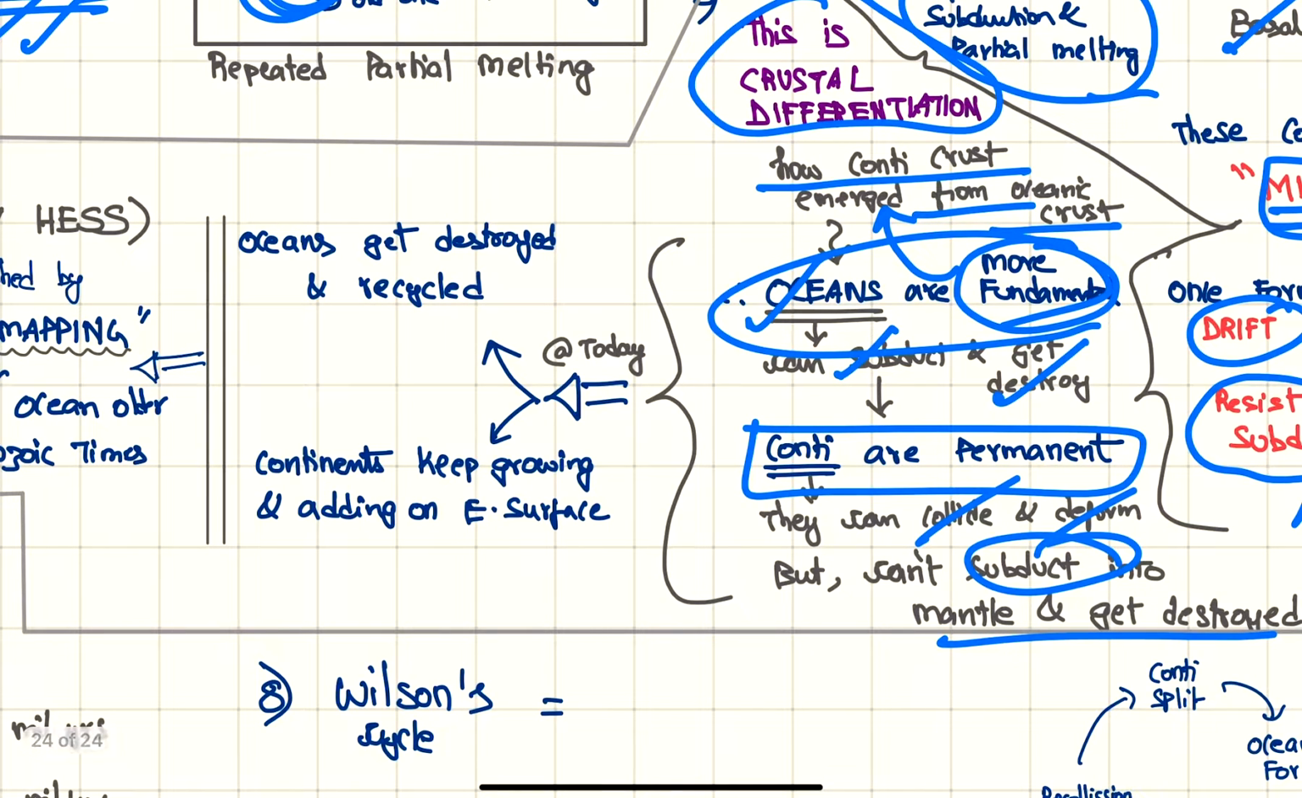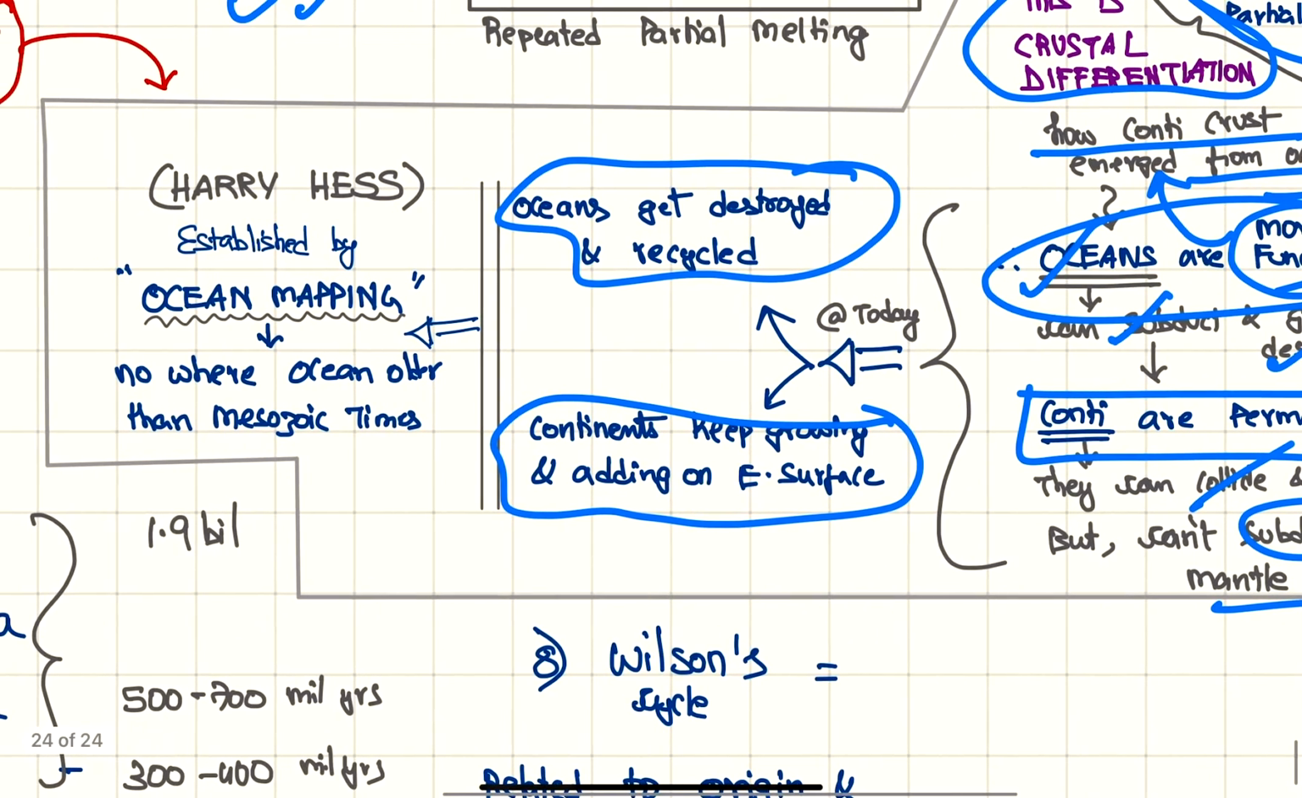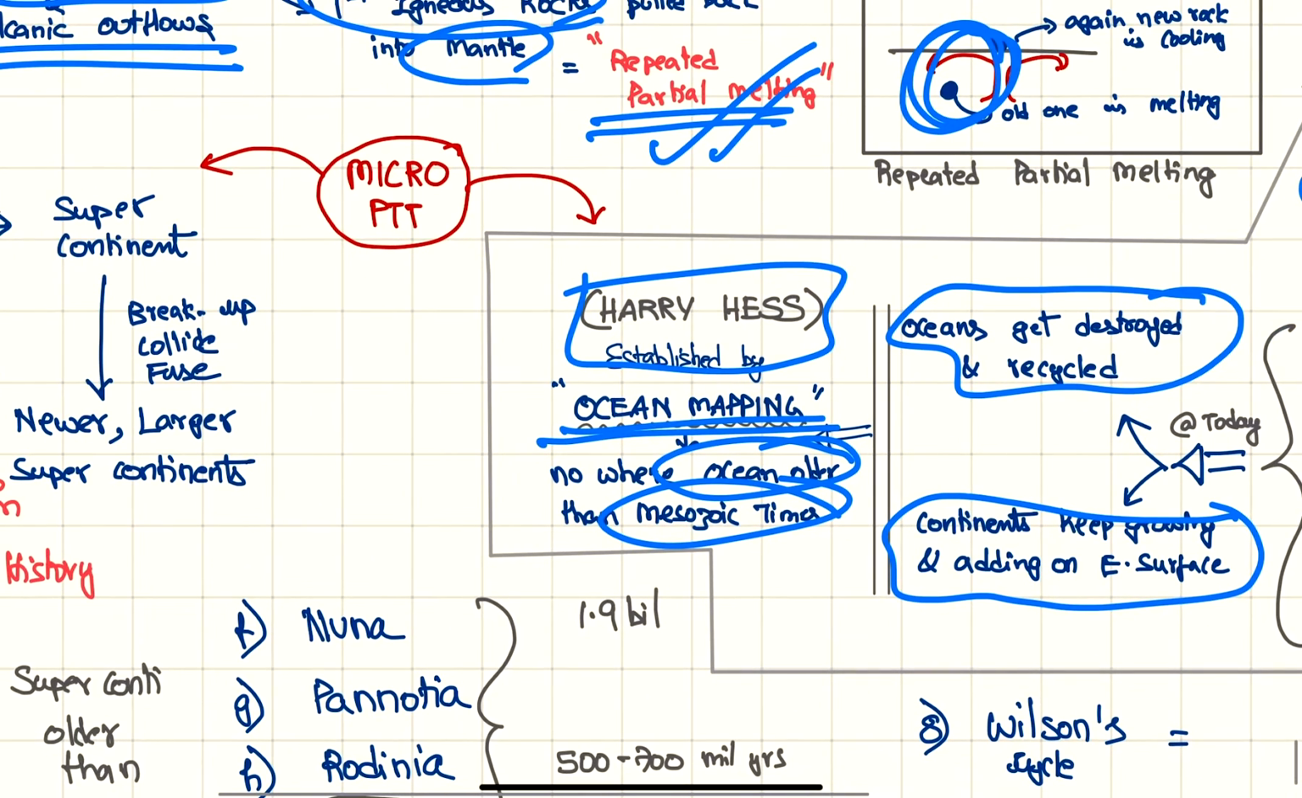Today we know that oceans get destroyed and recycled, and continents keep on growing and adding on the surface. This was established by Harry Hess, who did the ocean mapping, and he established that nowhere was the ocean older than Mesozoic times. So all of this is related to the plate tectonics theory. The formation of microcontinents was explained by this.